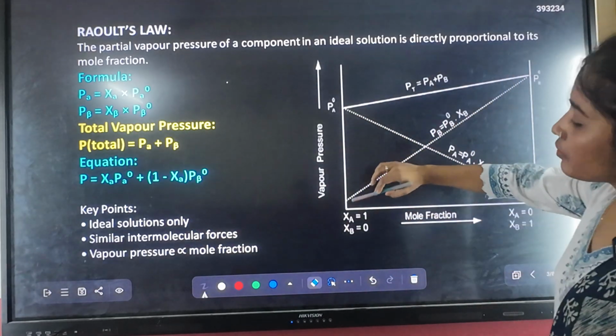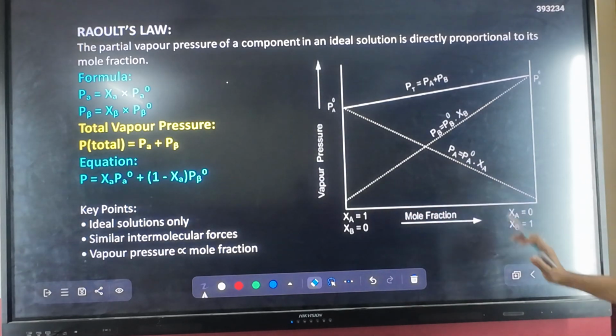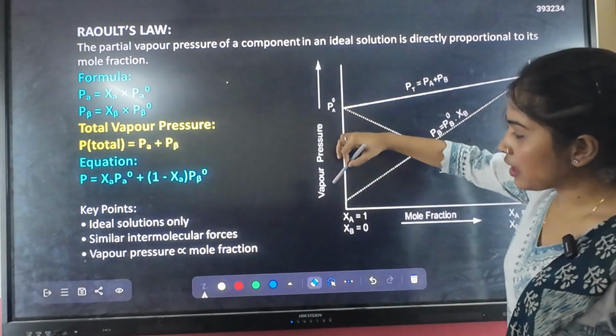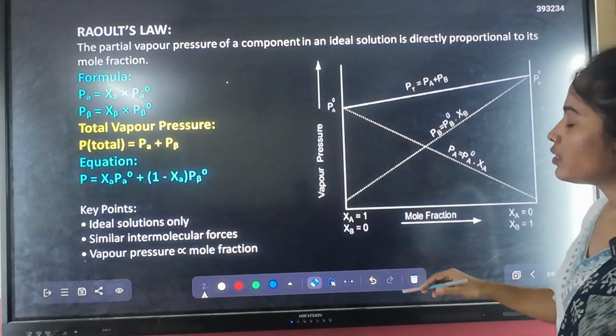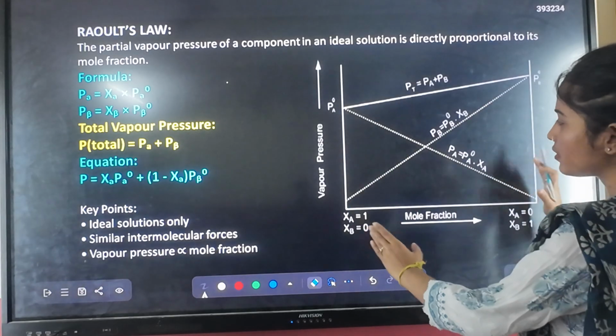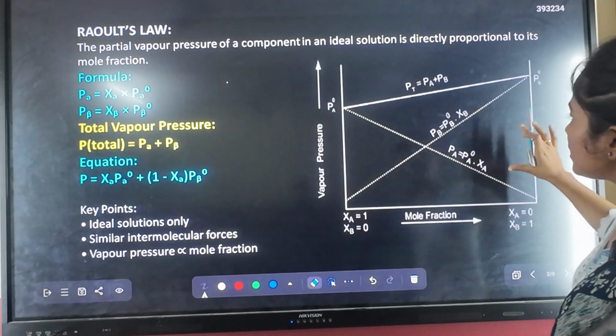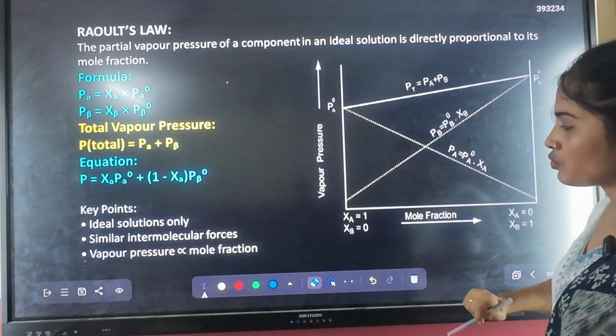Okay. Here vapor pressure is taken on the y-axis and mole fraction is taken on the x-axis. So consider this: actually, why it is written like this, this is two graphs. These two graphs are combinedly presented to us.